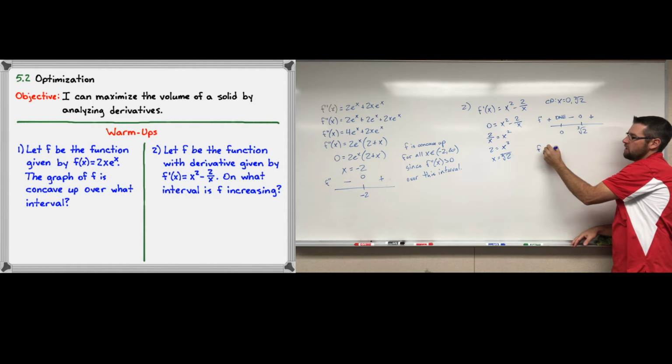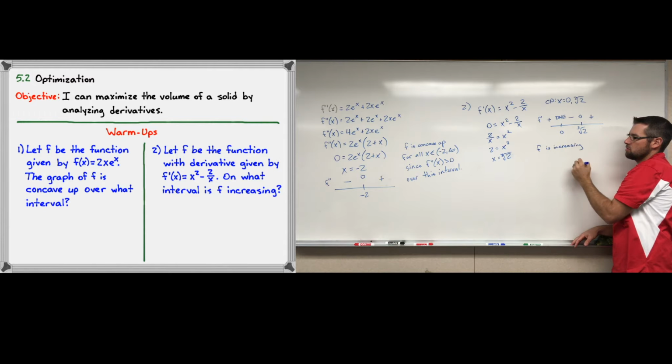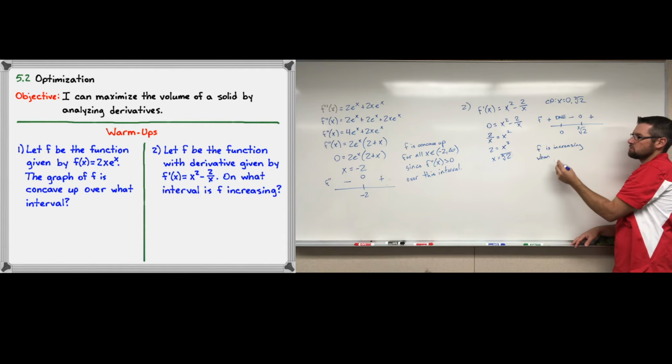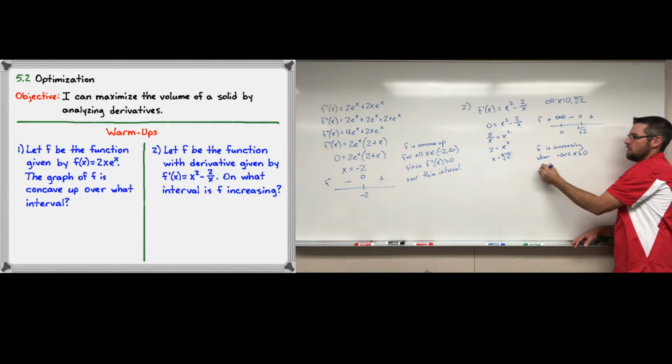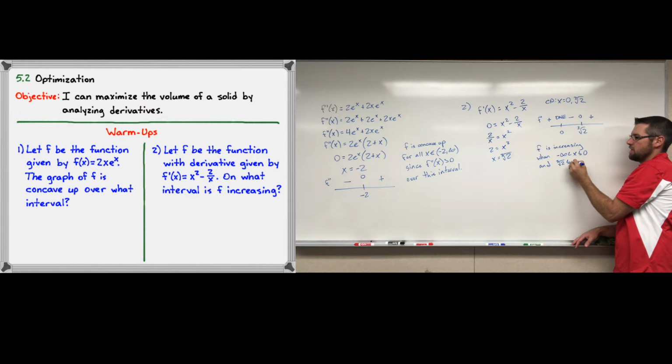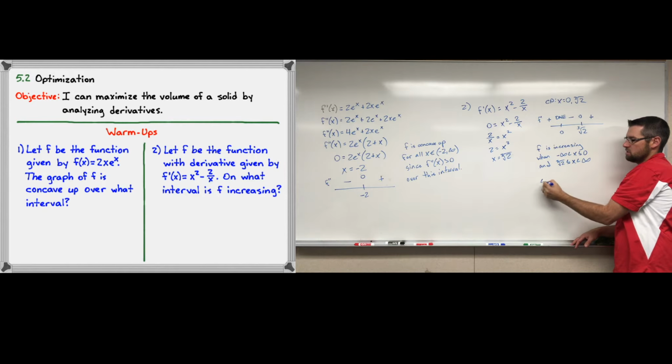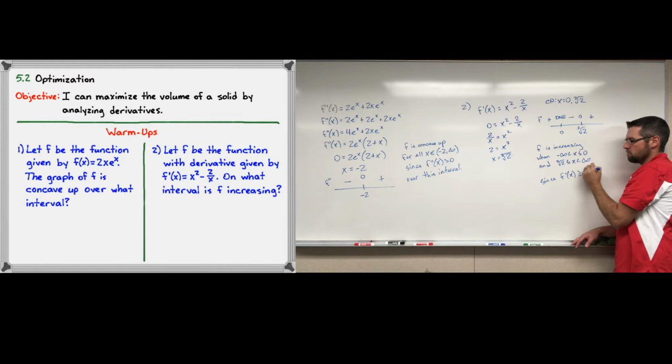So we would say f is increasing when what? Negative infinity is less than x is less than or equal to 0, and the cube root of 2 is less than or equal to x is less than infinity, since f prime of x is greater than or equal to 0 over this interval. Would you say over these intervals? Yes. Thank you, English. Over these intervals.